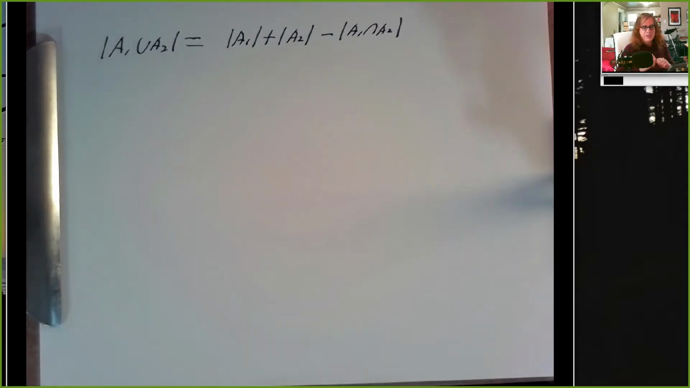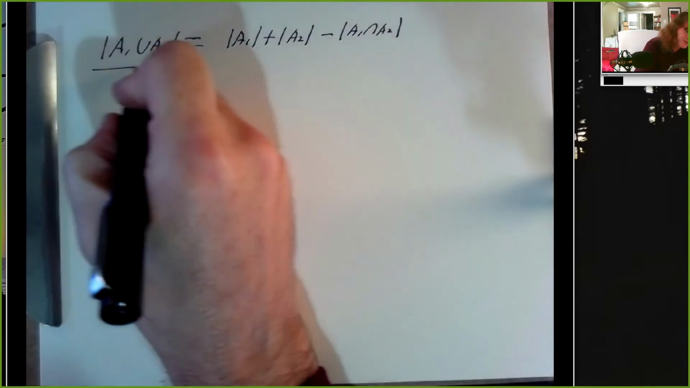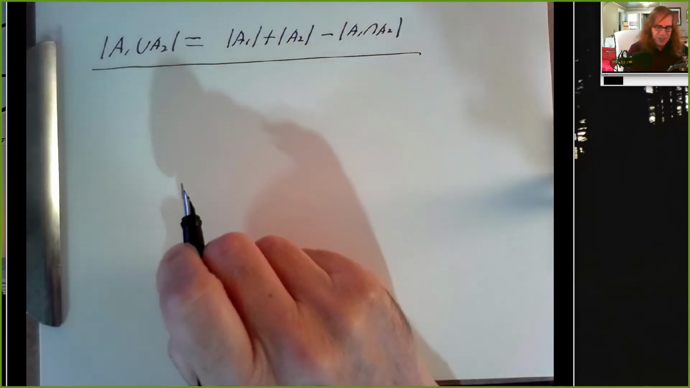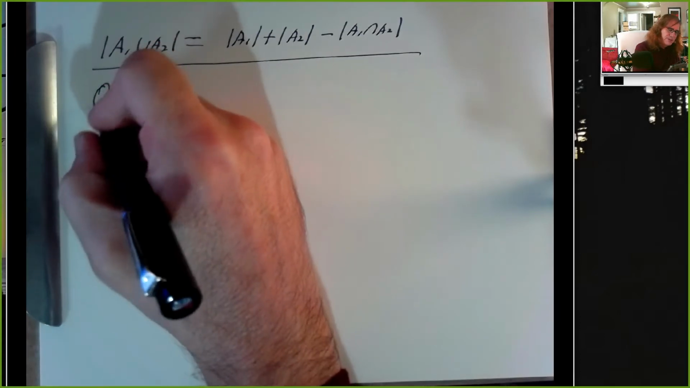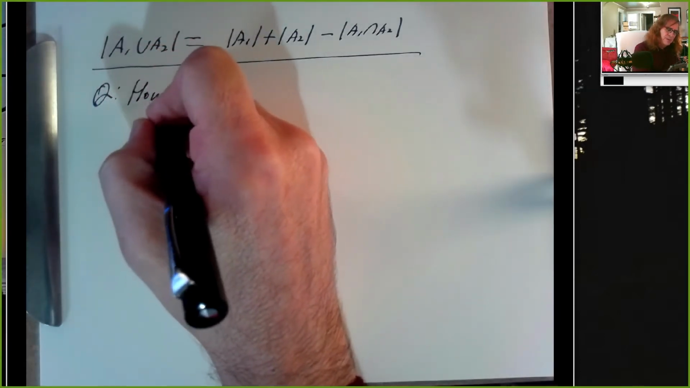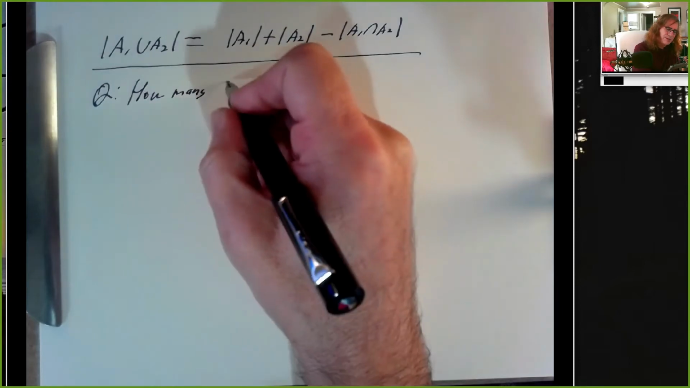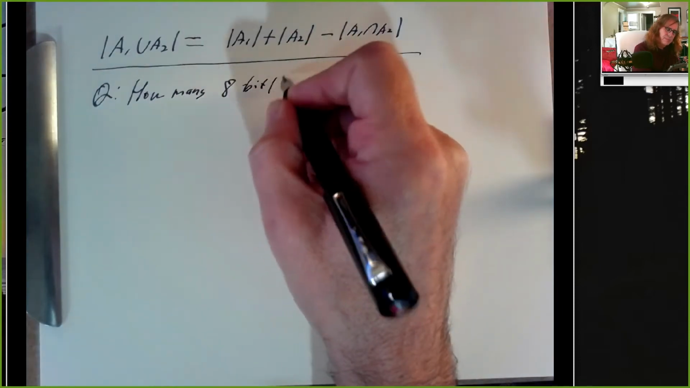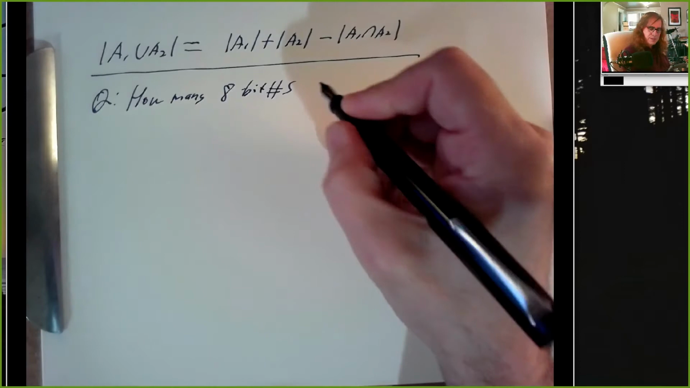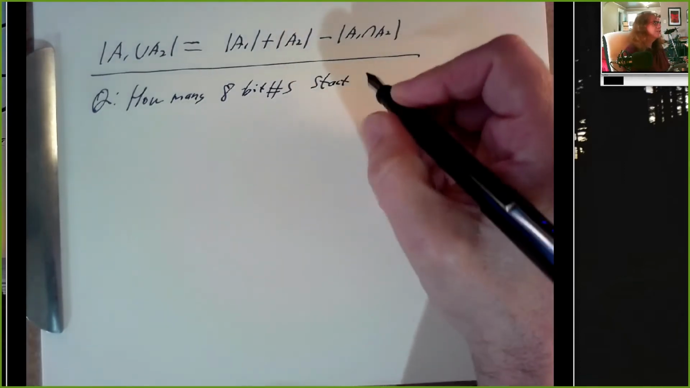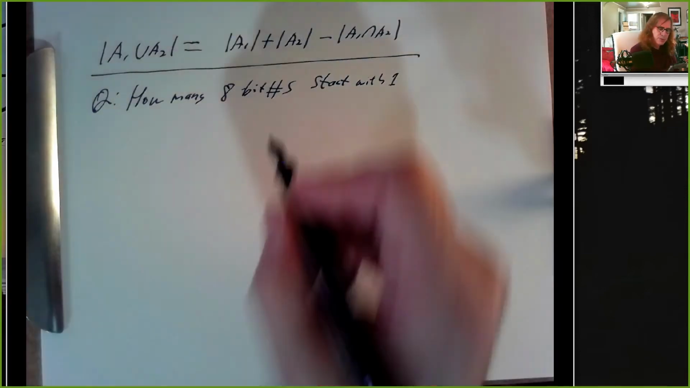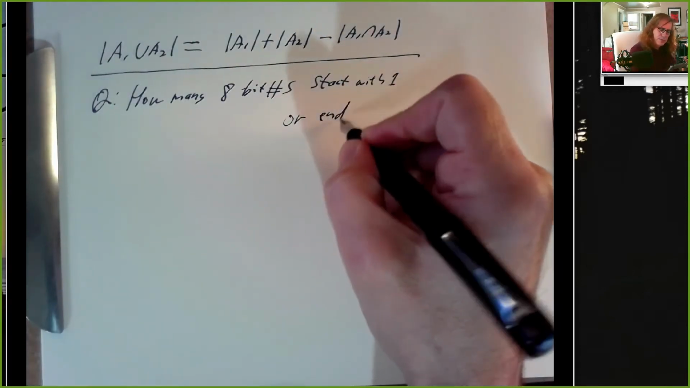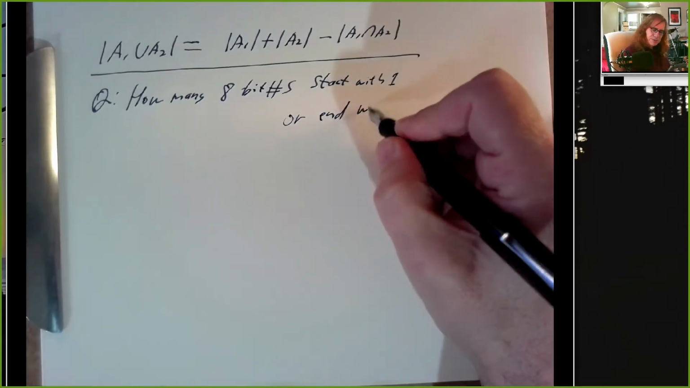Well, we can do this with counting arguments. So let me give you a quirky example from computer science that illustrates this idea. So here's a question. How many 8-bit numbers are there, how many 8-bit numbers start with a 1 or end with 2 zeros?